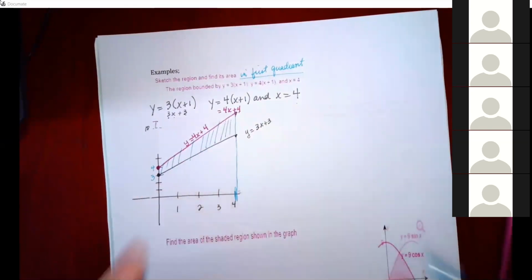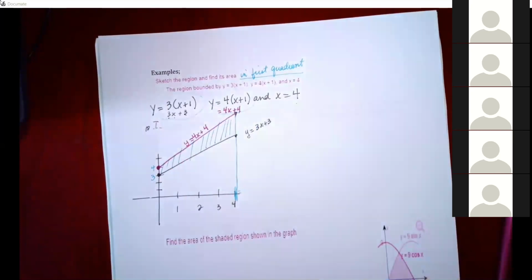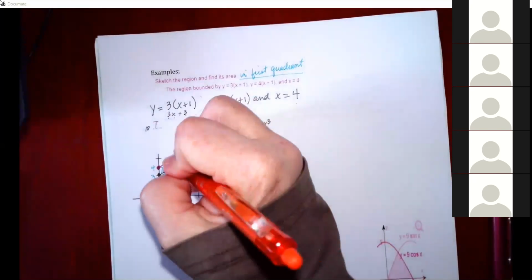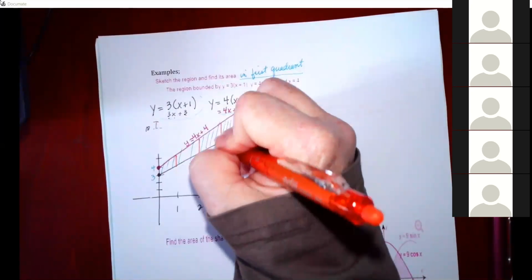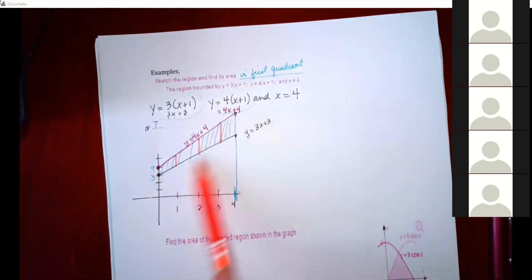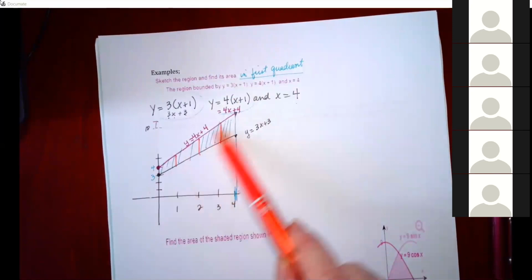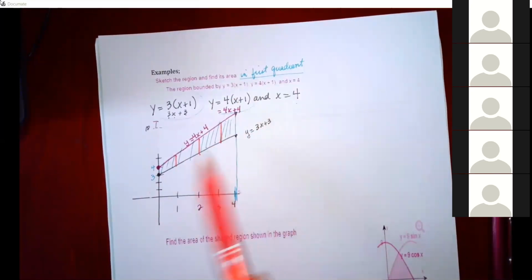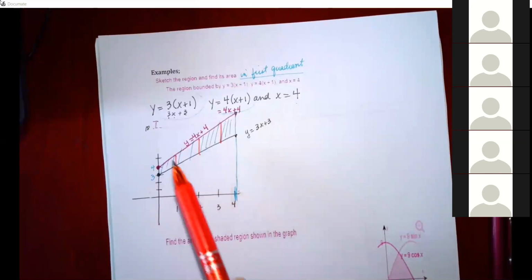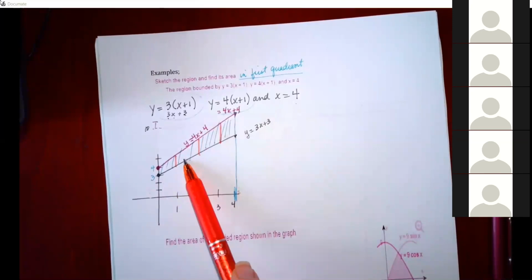Now, do I want to add up horizontal rectangles or vertical rectangles? Well, since both of my graphs were given with x as the independent variable, I'm probably going to want to add up vertical rectangles. So I'm just going to draw myself a few in there and say, okay, do we have a consistent top graph and a consistent bottom graph? Yeah. The line 4x plus 4 is always above the line 3x plus 3 on this region. And so the top graph is always going to be 4x plus 4, and the bottom graph is always going to be 3x plus 3.